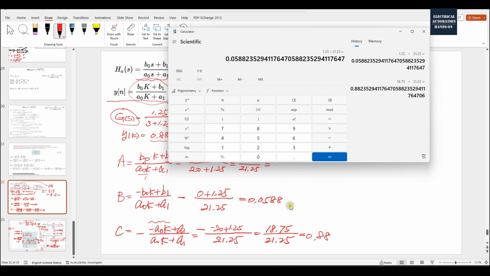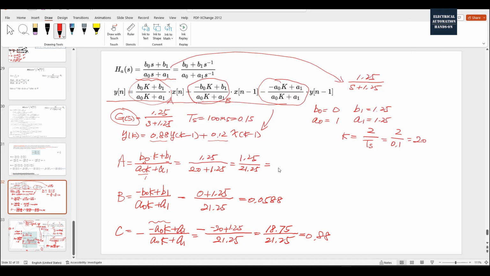Okay, 0.88, I wrote here. Then we will see the difference equation will become yk. We will still use the k here, and xn. So let's firstly write the y. So y is equal to 0.88 times y k minus 1, right?